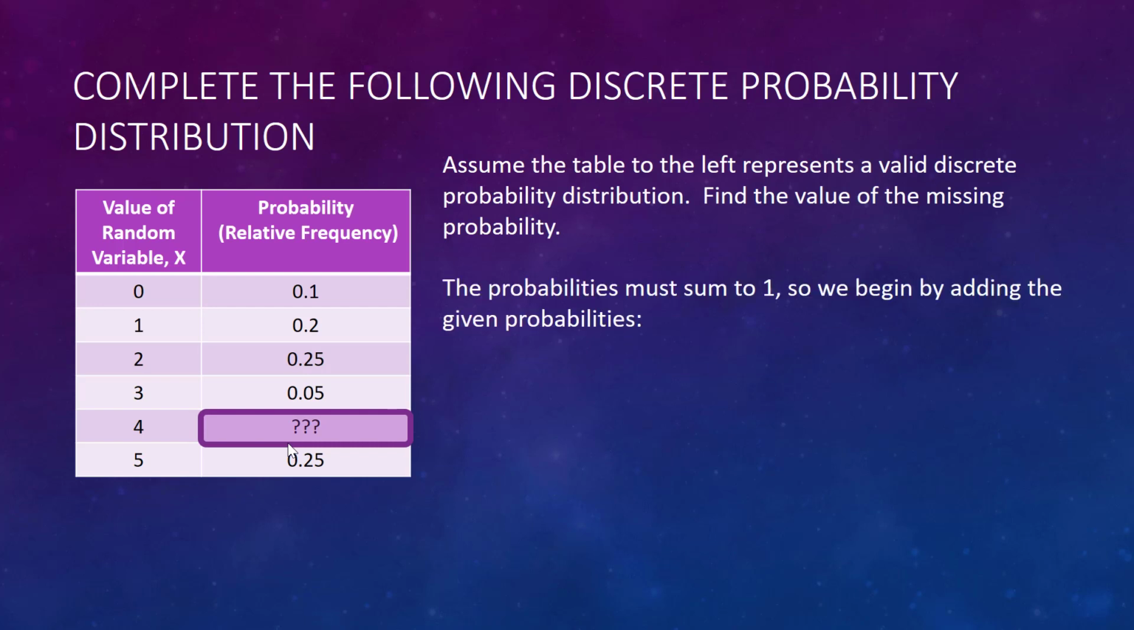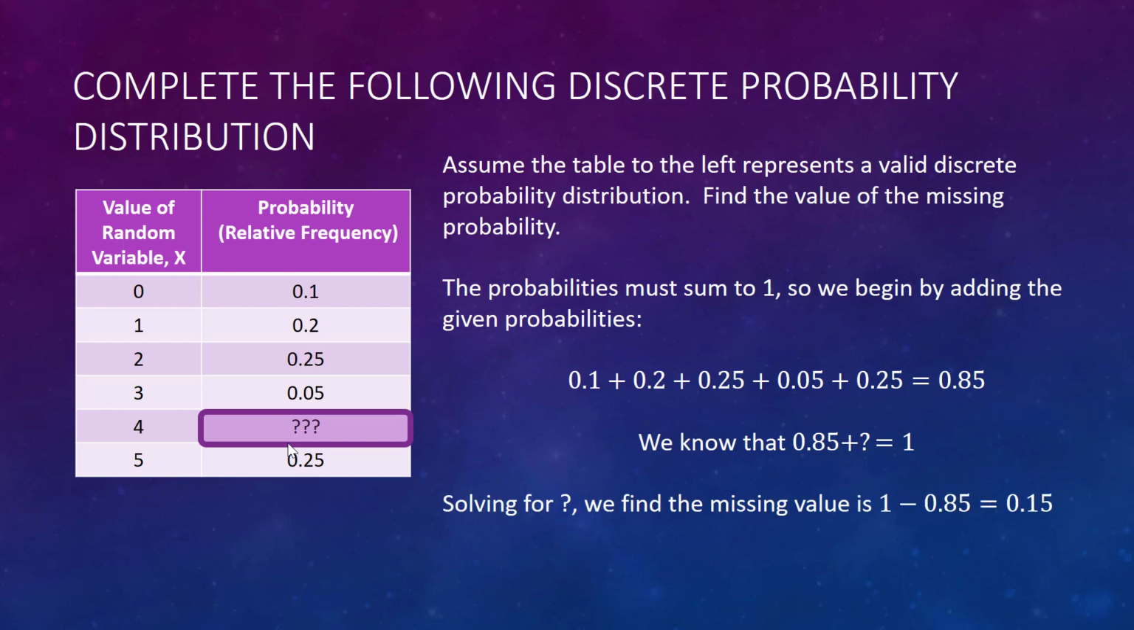Again, the probabilities have to sum to 1, so we begin by adding the given probabilities. Doing that, we find that the sum of the probabilities that we are shown is 0.85. We know that 0.85 plus the missing probability has to give us 1. So we can just use a little bit of basic algebra to solve for our unknown quantity. Doing that, we find out that the missing probability is 0.15.